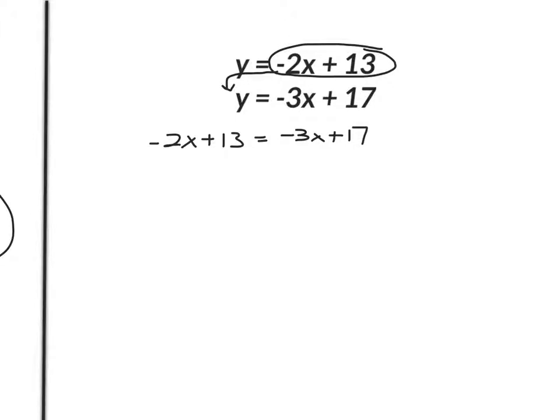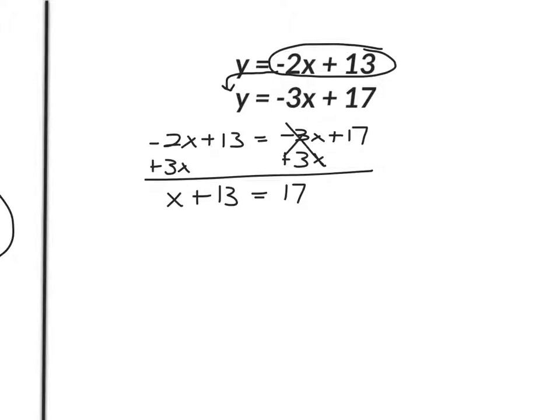And now you'll notice that all I have is a variable of x. And I can work to get x by itself. What I'm going to do here, I'm going to add 3x. And then I get x plus 13 equals 17. Because again, these guys cancel out. Negative 2 and positive 3 is positive 1. I'm going to subtract 13 from each side. And I get x to equal 4.